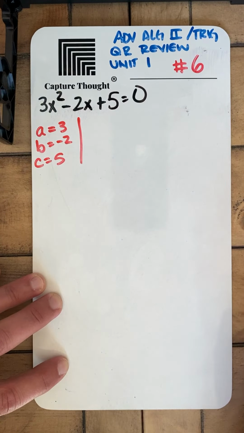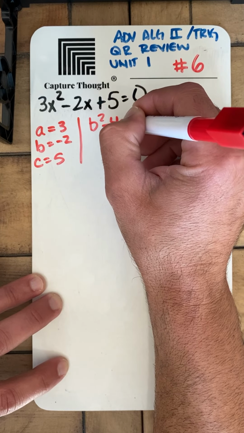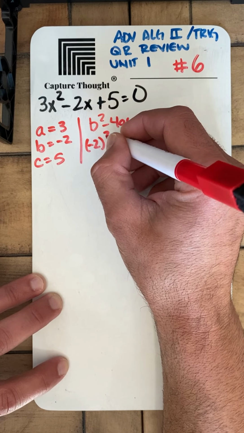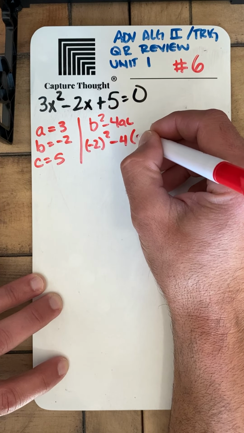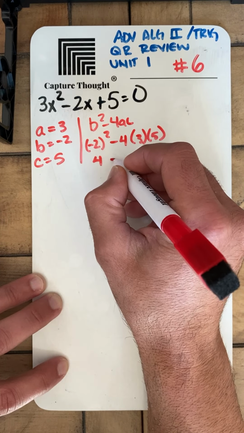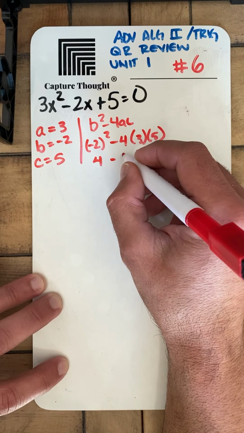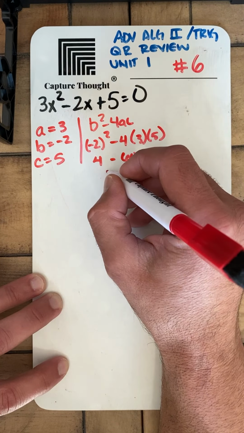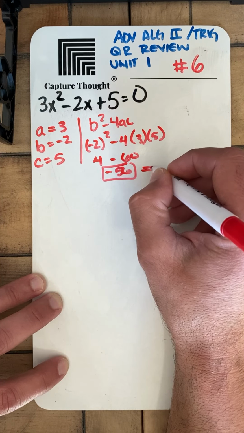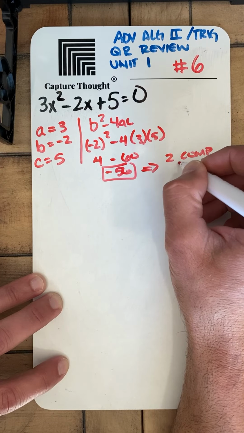Then you have to tell me the discriminant. So let's go B squared minus 4AC. That's our discriminant setup. That's -2 squared minus 4 times 3 times 5. That's 4 times 3 is 12 times 5 is 60. So 4 minus 60 is -56. So that's a negative number. So therefore we know there's going to be two complex solutions.